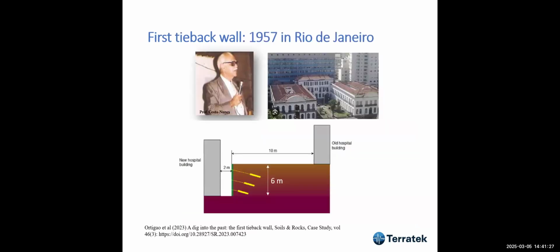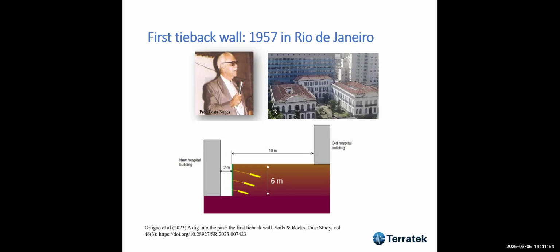Okay, and I'd like to talk about the first tieback wall I ever heard. This man here was Professor Costanuni. He was my professor at school, at School of Engineering. I was his student in 1971. This was my last year of the engineering school in Rio.